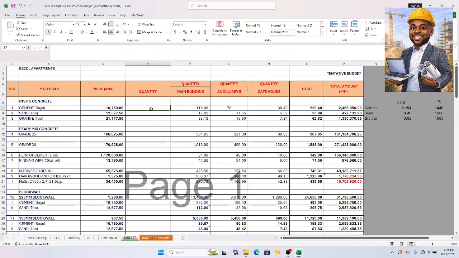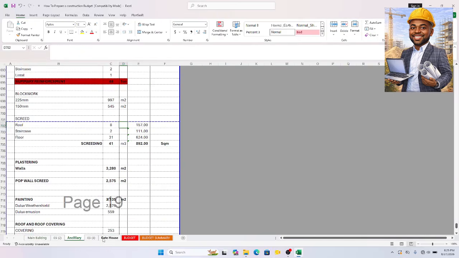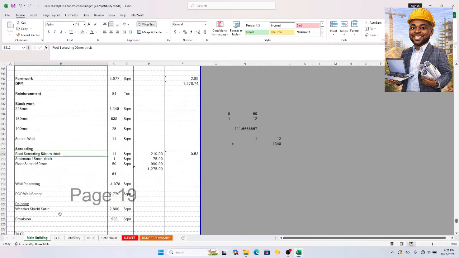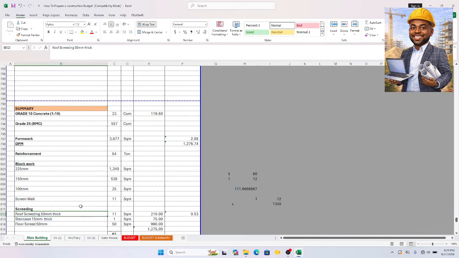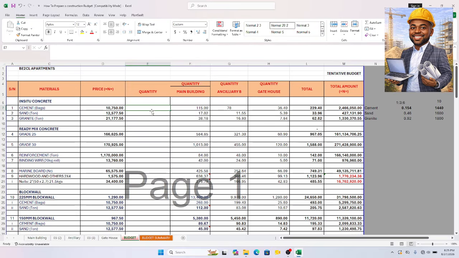Now, the reason I didn't put it here is not to confuse anyone. That is why you see I didn't delete everything I have here. You see main building, ancillary building, gatehouse. Good. Now let's come to this main building. Let me tell you why I didn't put this here. Now this is cement, sand, and granite. It is for blinding. I will take you there now.